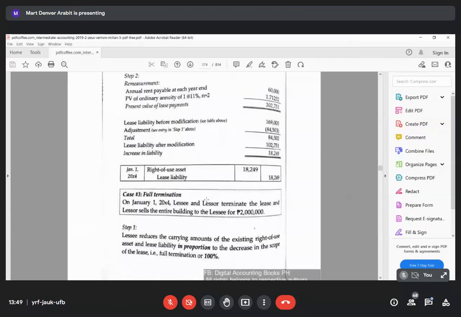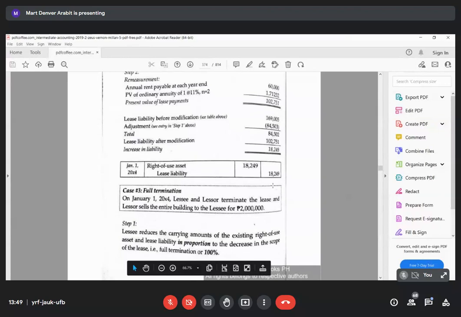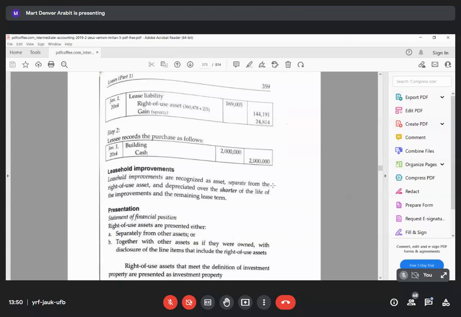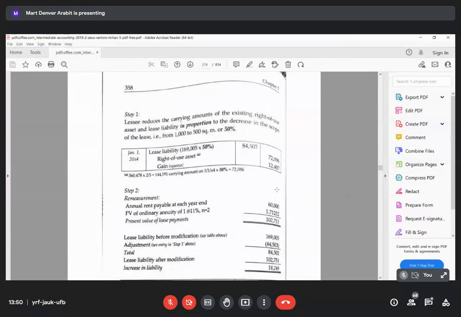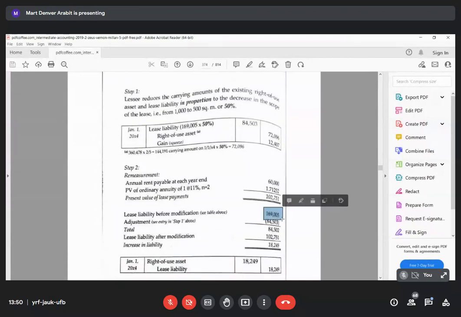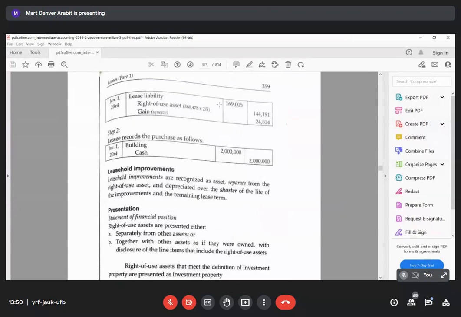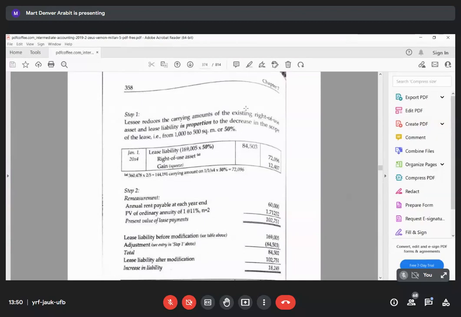So step 1, the lessee reduces the carrying amount of the existing ROU asset and lease liability in proportion to the decrease in the scope of the lease. So for example, this is a full termination, so like 100%. The whole lease contract would be terminated since the full building will be sold to the lessee. Okay. So in this case, based on the given lease liability, this is the entry to record the full termination of the lease liability. And we will take the, what is that?